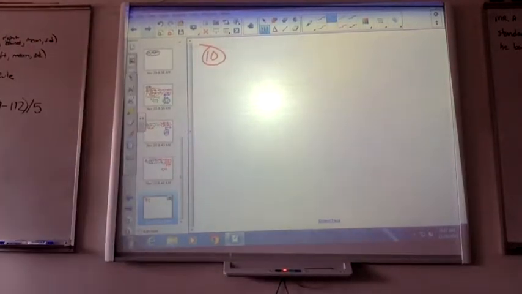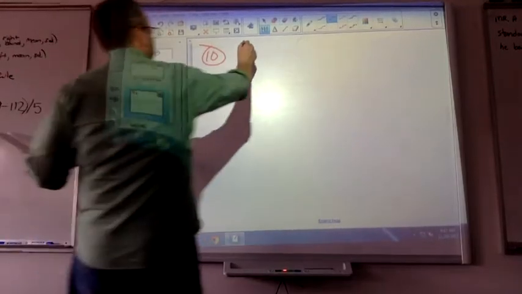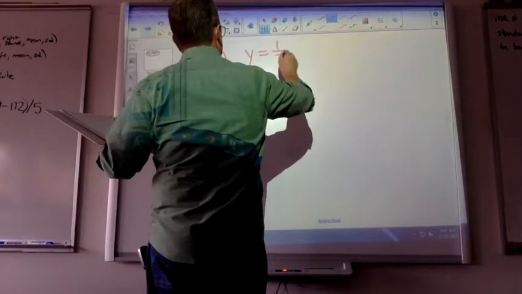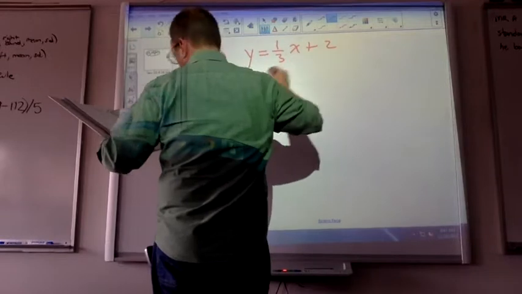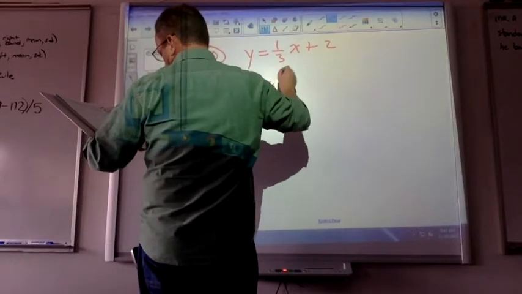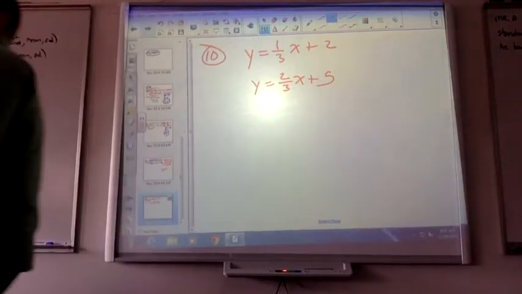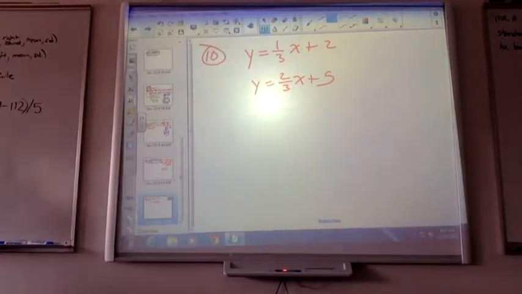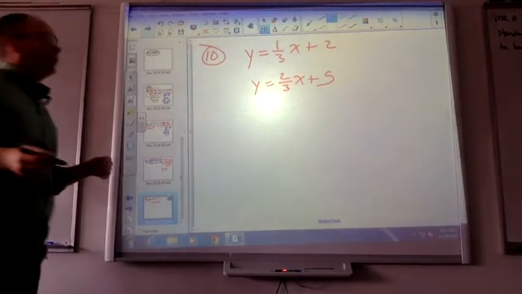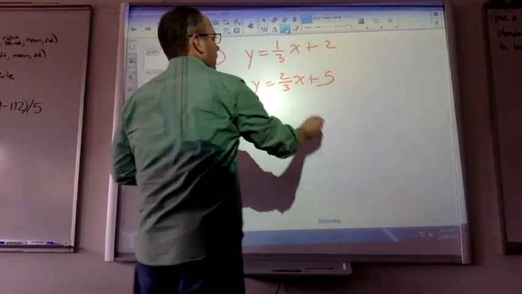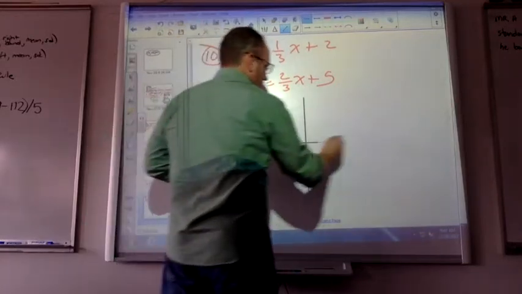All right, number 10, I have y equals 1/3 x plus 2, and then the other one I get y equals 2/3x plus 5. Question. Will these lines cross each other? Yes, because slopes are different. Good. Different slopes. They're close, but they're different. If they're different slopes, they have to cross each other, and that gives you the one solution, right?